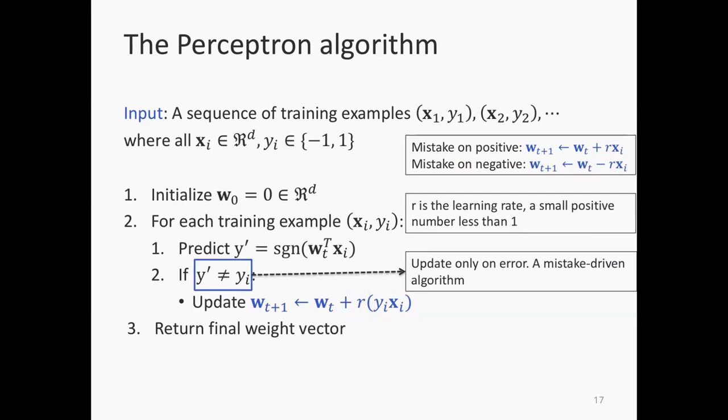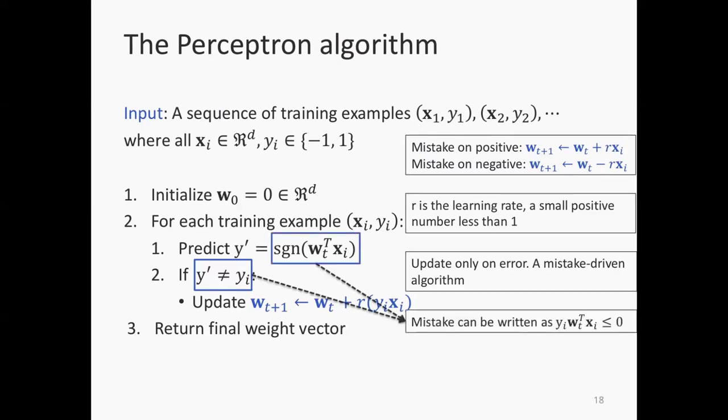Note that the only time the weights get updated is if there's an error, if y prime, which is the prediction, is not equal to y, which is the ground truth. So it's a mistake-driven algorithm. The other thing to note here is, in most cases, you don't actually write this as two separate steps. You combine step 1 and step 2 into one thing. I'll pull up a slide here.